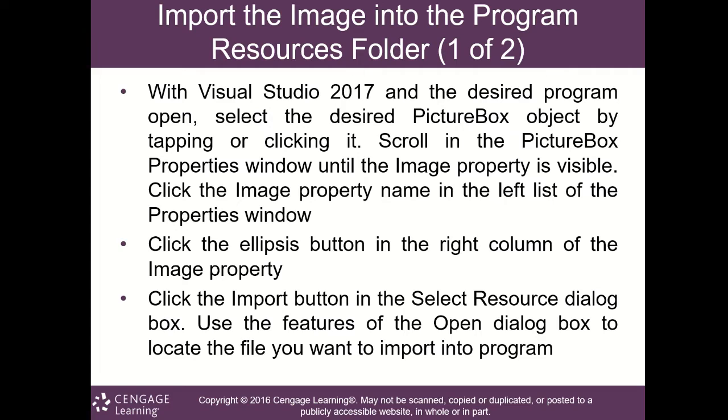So with Visual Studio and the desired program open, you need to select the desired picture box object by clicking on it. Scroll in the picture box properties window until the image property is visible. Then you click the image property name in the left list of the properties window. Then you click the ellipsis button in the right column of the image property. Click the import button in the select resources dialog box. Use the features of the open dialog box to locate the file you want to import into the program.